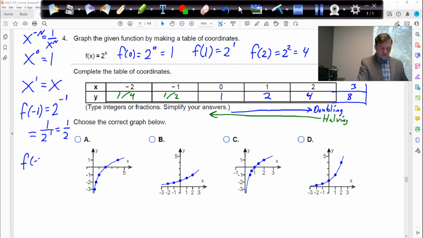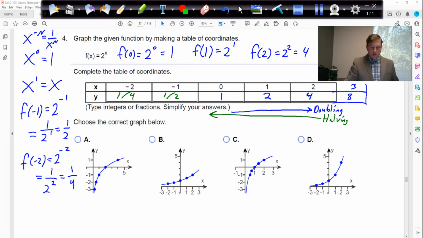Let's try negative 2. It would be 2 to the negative 2, which is the same as 1 over 2 to the positive 2. And 2 squared is 4, so we get 1 over 4. And if we had negative 3 here, it would be 1 over 8. So another way to see it is, these negative numbers are just the reciprocal of the positive numbers. So when x is 1, I get 2. When x is minus 1, I get 1 over 2. When x is 2, I got 4. When x is minus 2, I get 1 over 4. This is another way to see it.